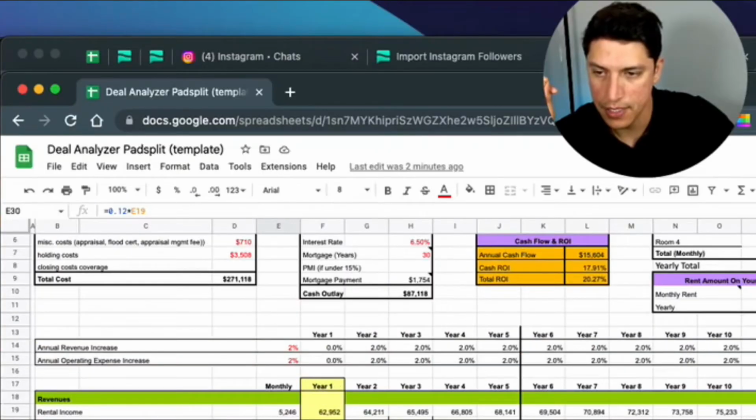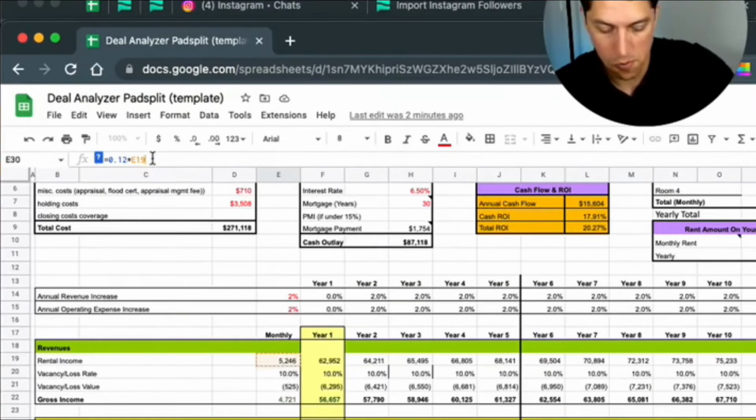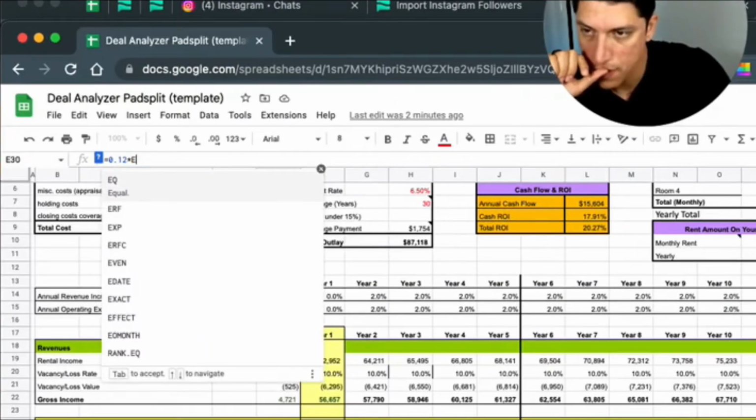So E19, and this should actually be less. This should be E22.